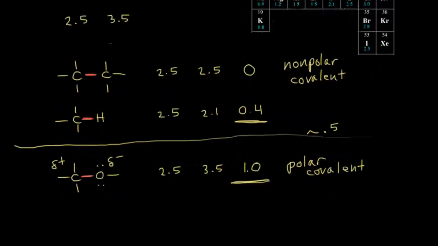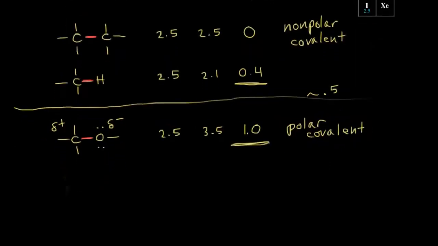Let's do another example. Let's compare oxygen to hydrogen. So let's think about what happens to the electrons between oxygen and hydrogen, the electrons in red here. All right, so we've already seen the electronegativity values for both of these atoms. Oxygen had a value of 3.5, and hydrogen had a value of 2.1. So that's an electronegativity difference of 1.4. So this is a polar covalent bond.